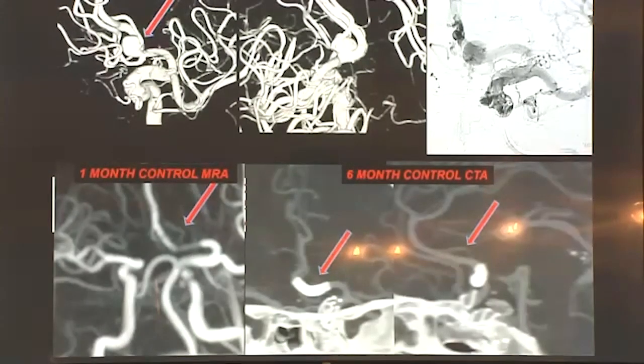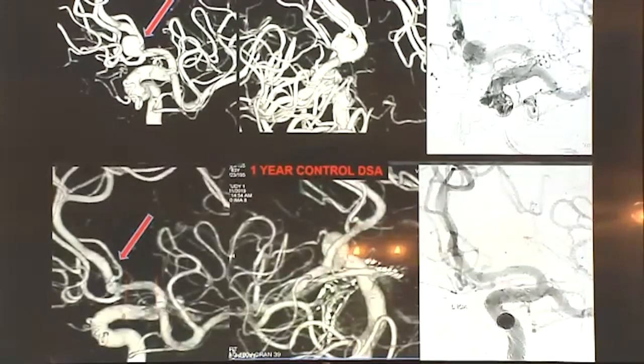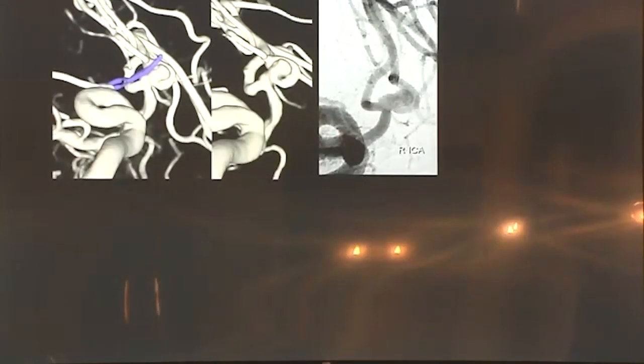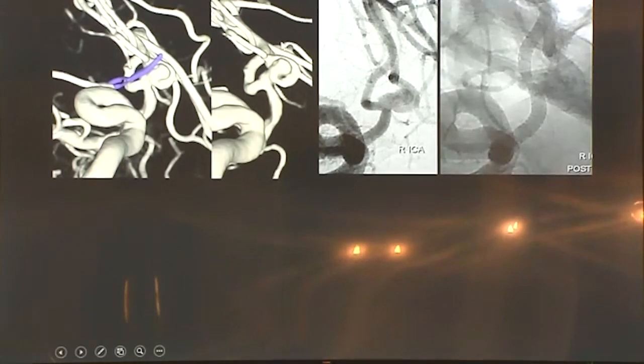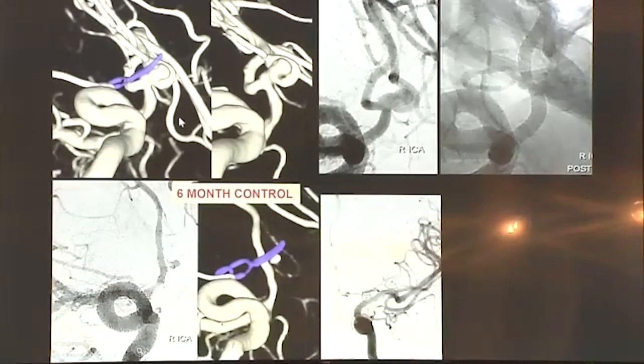The aneurysm is gone, that branch is patent. And this is the 1-year control DSA on that patient. This was a regrown aneurysm after clipping. There is one on the other side as well. And for that one, we placed a flow diverter ipsilaterally, and see there is that so-called remnant at 6-month control.